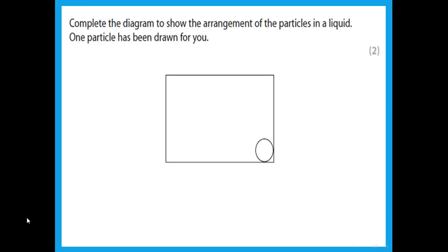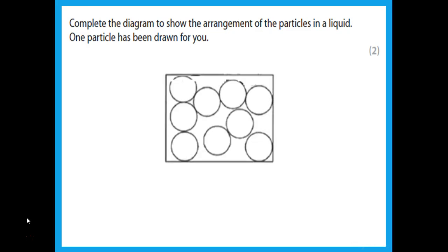Okay? The first question that you have in there is complete the diagram, show the arrangement of particles in a liquid. So he's saying he wants a liquid, so you should be able to draw circles that are touching somewhere, far away somewhere. We said they are near each other in clusters if we're talking about a liquid, so your diagram should look something like this. Were you able to do that?